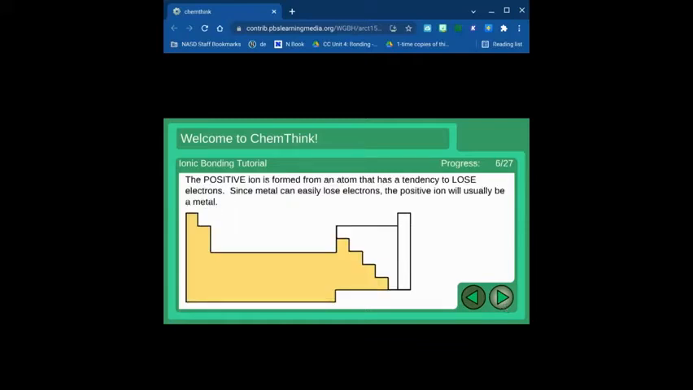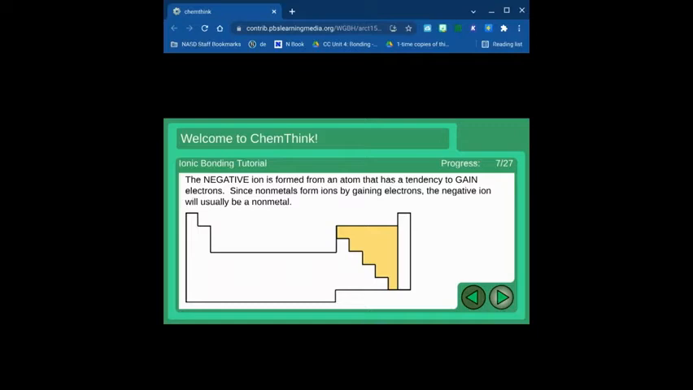The positive ion is formed from an atom that has a tendency to lose electrons. Since metal can easily lose electrons, the positive ion will usually be a metal. Atoms on the left side of the periodic table tend to form positive ions. The negative ion is formed from an atom that has a tendency to gain electrons. Since nonmetals form ions by gaining electrons, the negative ion will usually be a nonmetal.